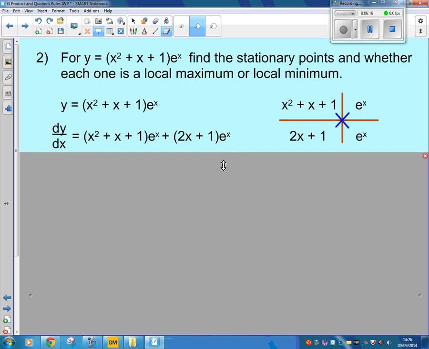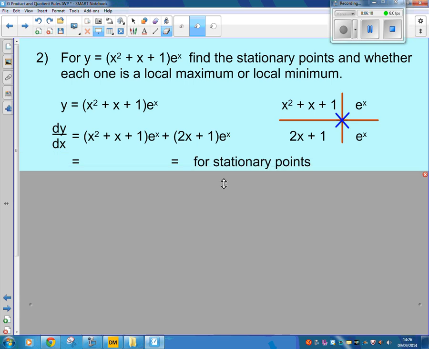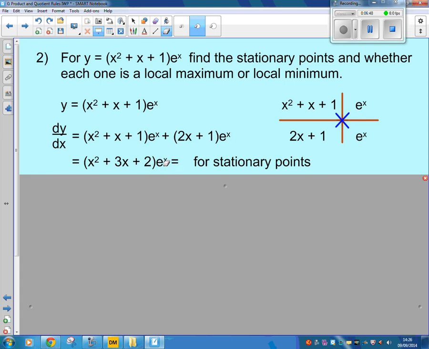Now we want to combine these. Now you could expand them, but the easiest thing to do is to say, well, I've got something times e to the x plus something else times e to the x. And so all you actually have to do is combine these two parts, and you're going to have (x squared plus x plus 1 plus 2x plus 1) all times e to the x, which simplifies to (x squared plus 3x plus 2) times e to the x.